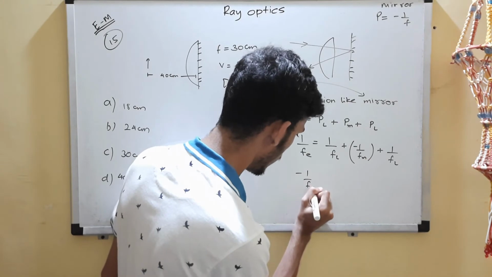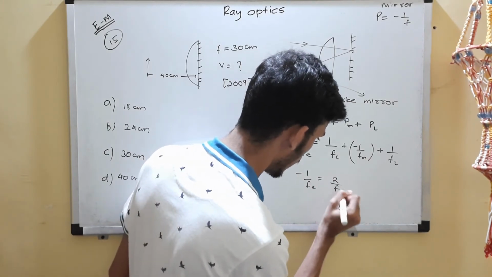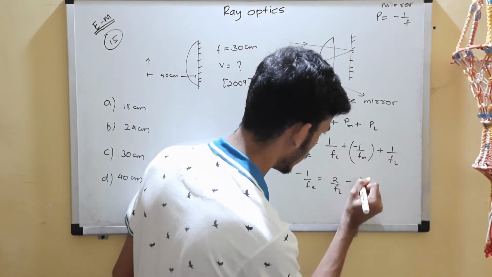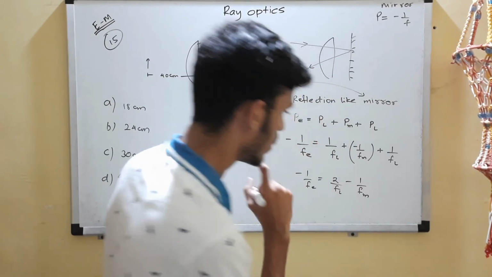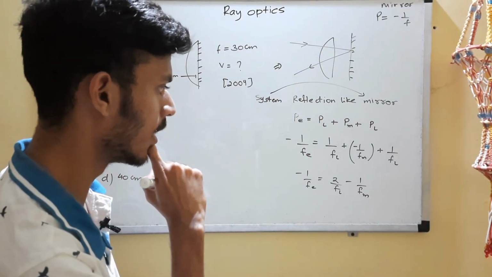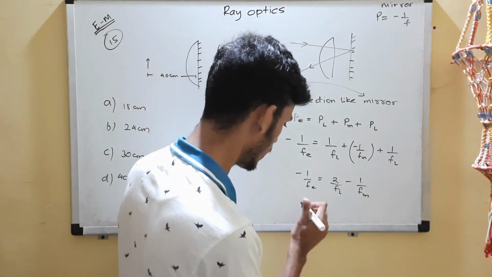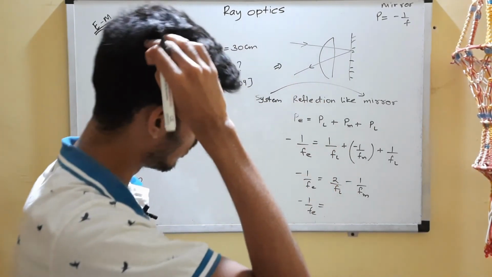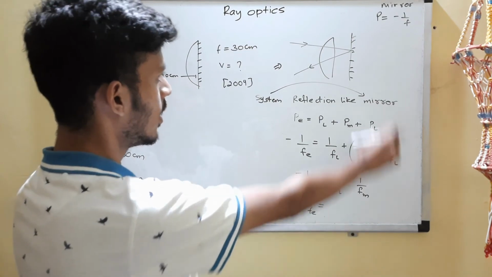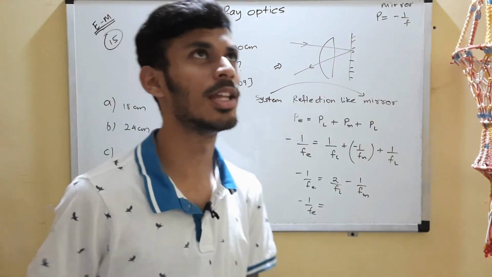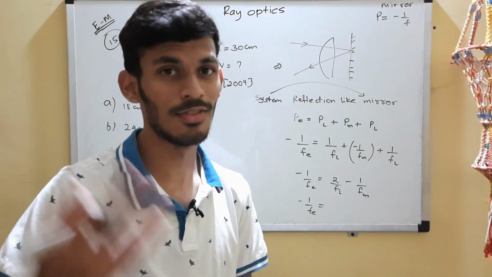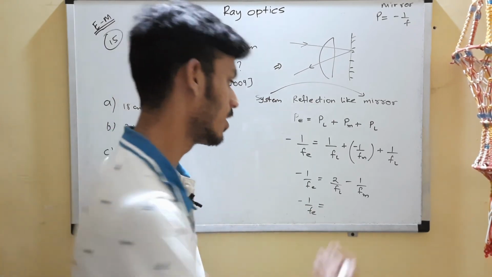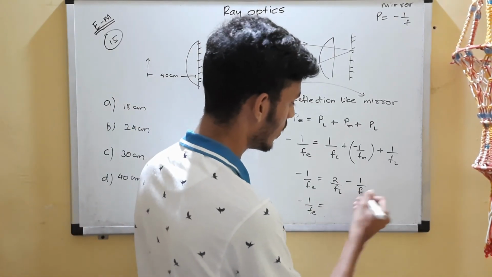1 upon Fe will give you 2 upon Fl, add this 2, and 1 upon the focal length of the mirror. Now for this one we have to find the equivalent. If you see, the mirror is a plane mirror. For a plane mirror the r is infinite, so r by 2, the focal length, is also infinite, so 1 by infinity, that is 0.